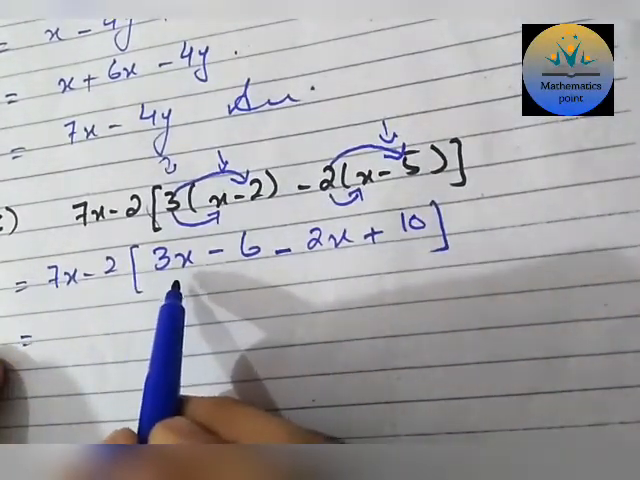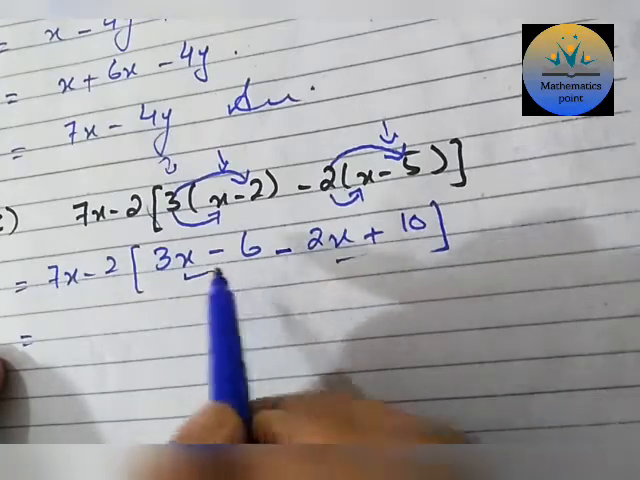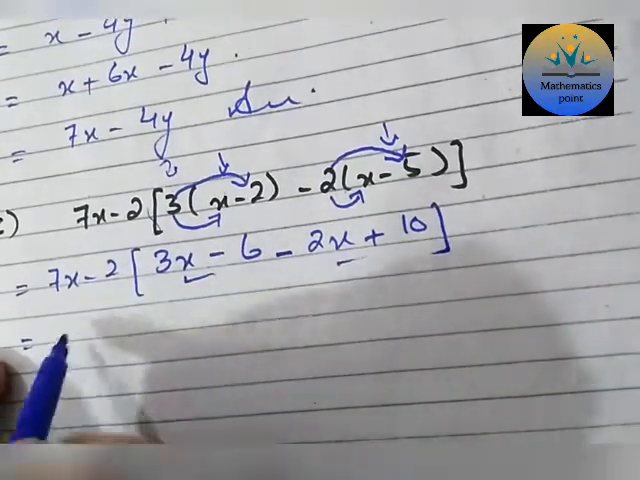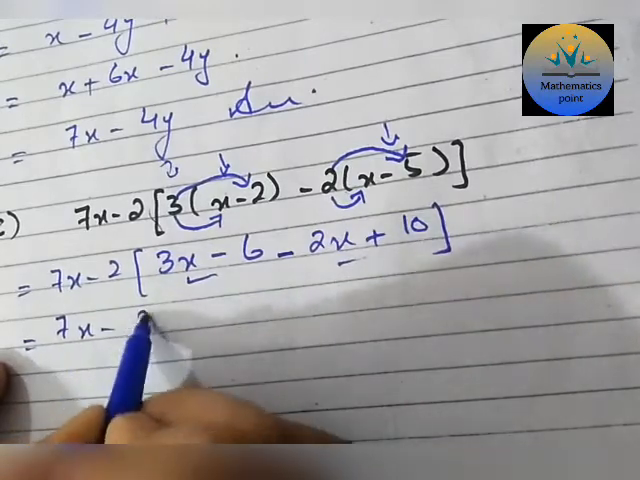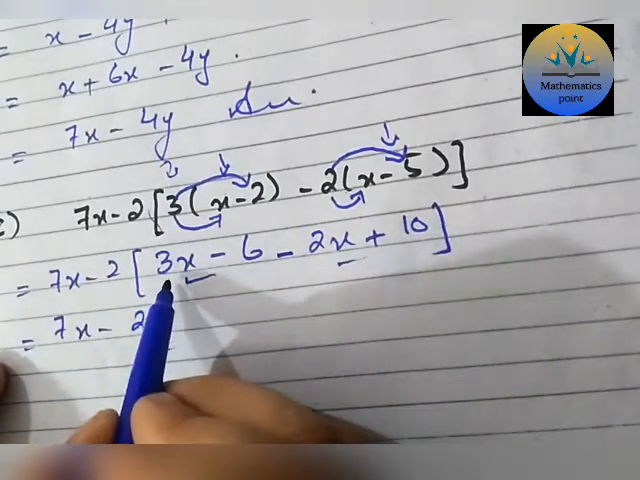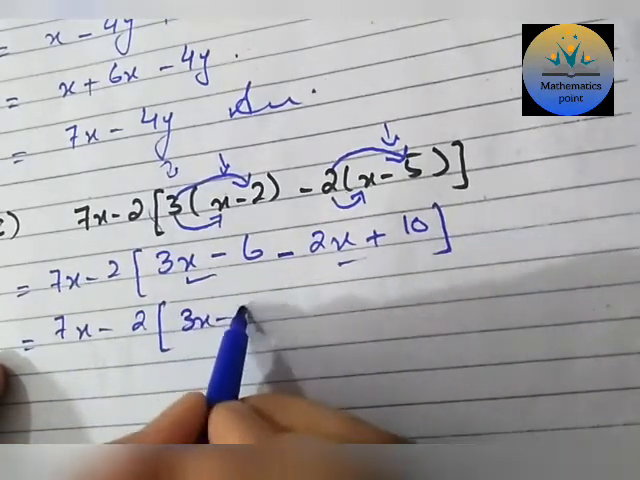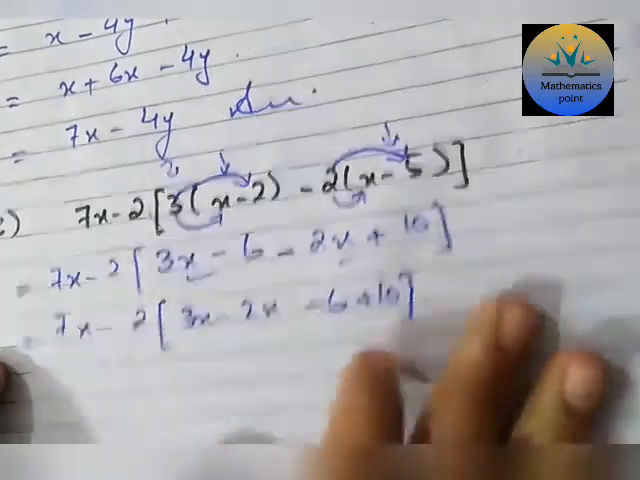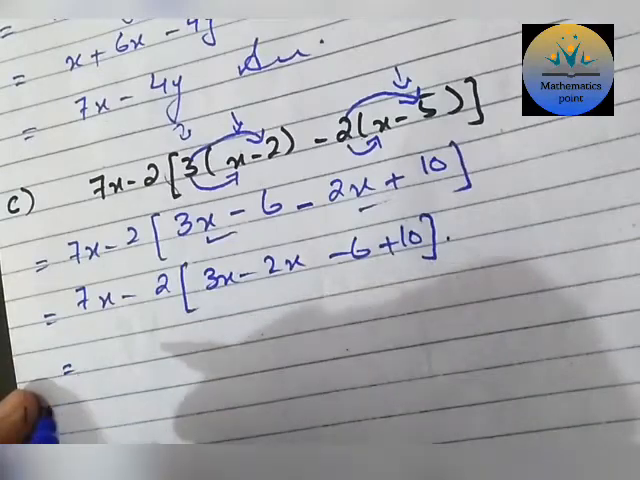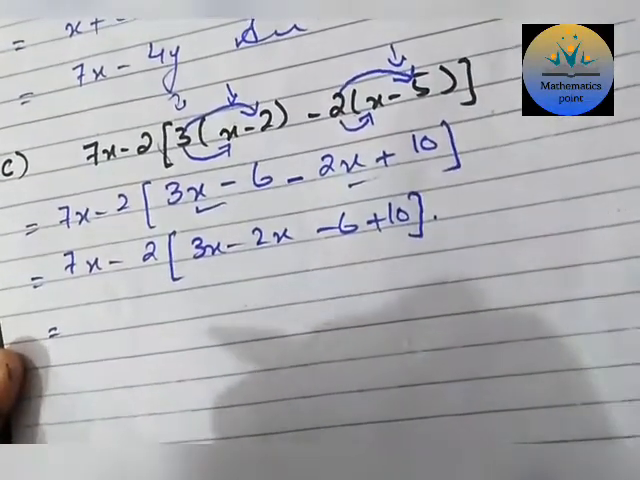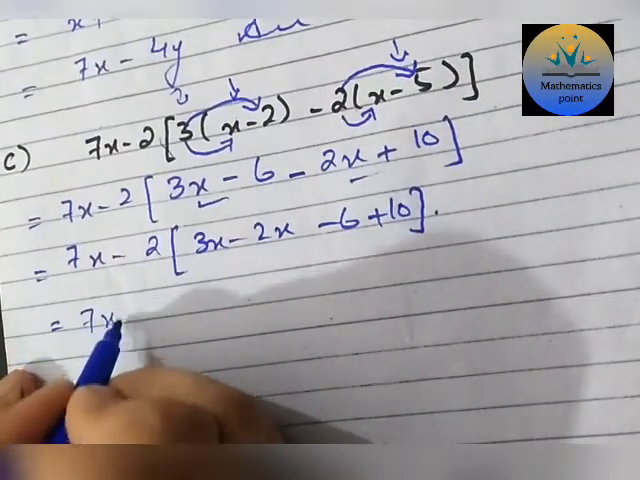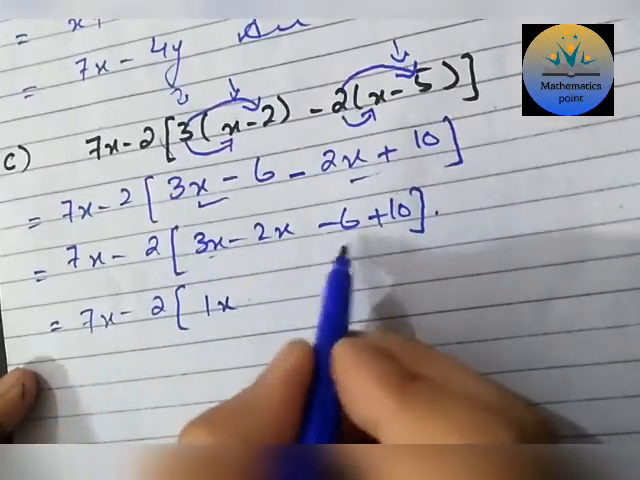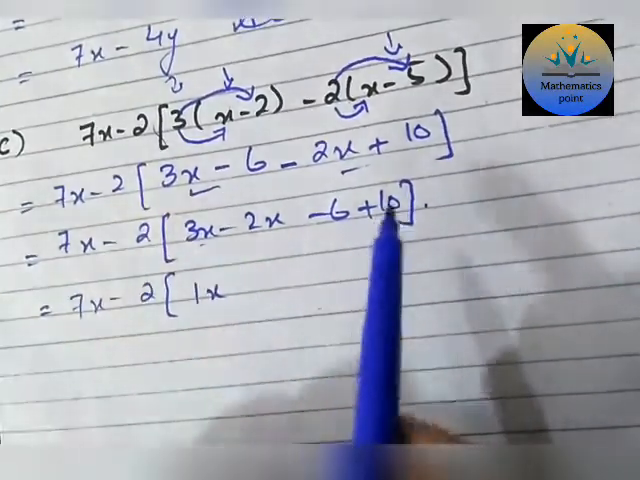Now inside the bracket we see the terms with the same variables. So firstly we solve these terms and then we open this square bracket. 7x minus 2 into 3x minus 2x minus 6 plus 10. Okay, 7x minus 2 into 3 minus 2 is 1x, and 6 and 10. Okay, this is the situation.